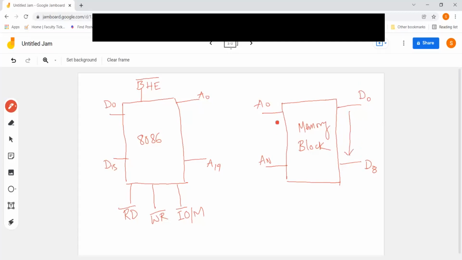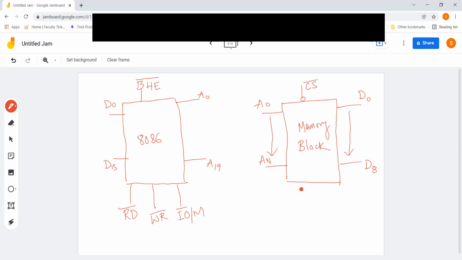That is the data bus we have, and the address bus depends on how many locations you have. That I will come to later, so I'm writing it here as A0 to AN. Apart from that, in the memory block you will have one important line called chip select, CS bar. What is the purpose of chip select? There may be multiple memory blocks you are interfacing, and to select a particular memory block, you require the chip select to be enabled. It is mostly an active low signal, so if it is not low, this memory block will not be active.